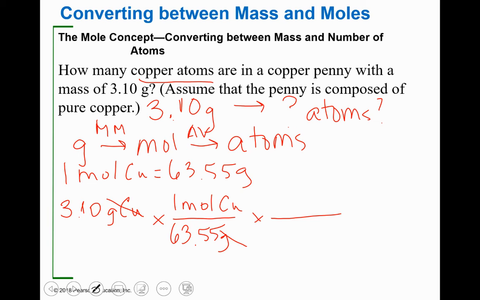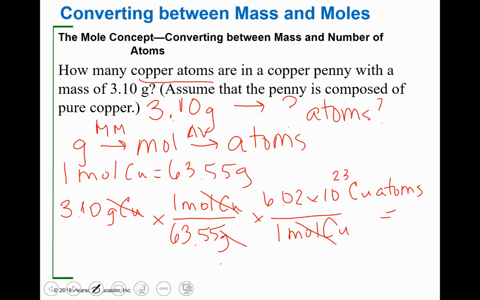And now I can go to atoms of copper using Avogadro's number. I know that 1 mole of copper is 6.02 times 10 to the 23rd copper atoms. Okay, my moles cancel, and now I'm left in atoms. So I will do the math. So my math is multiply across the top, divide by the bottom. So you have 3.10 divided by 63.55 times 6.02 times 10 to the 23rd.